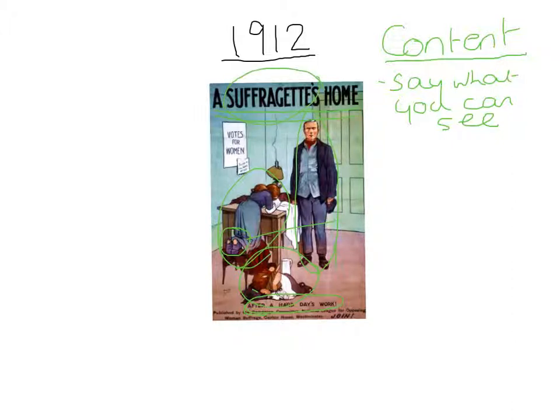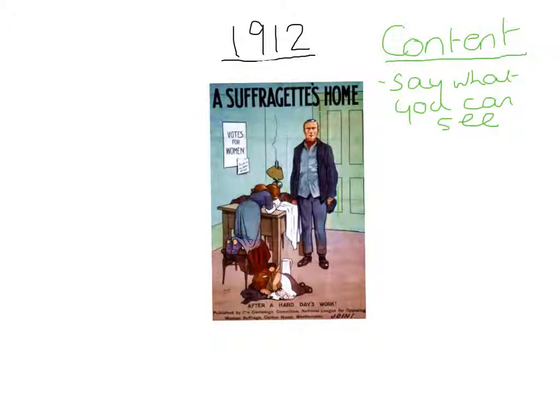And also there's a sign on the wall which says votes for women. It says she'll be back in a while. So you know that that is whose house it belongs to. So it's really simple. Just exactly say what you can see.